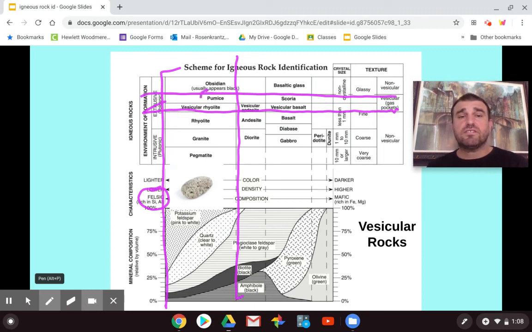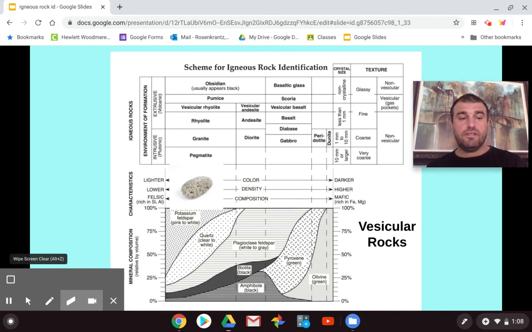Some of you might have this rock in your homes or seen it possibly in beauty salons. It's used for manicures and pedicures sometimes. This is called pumice stone. All right. So pumice is a vesicular rock that is felsic. All right. And then the next one.